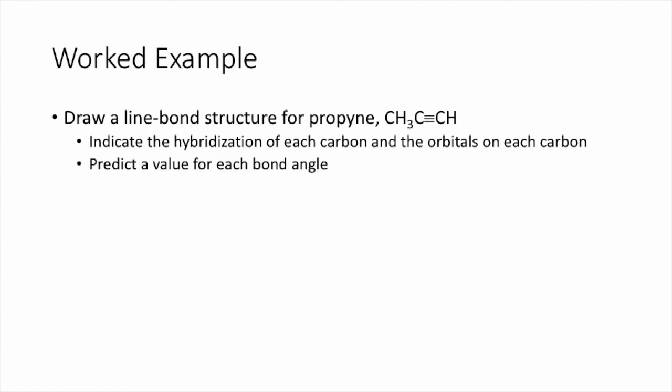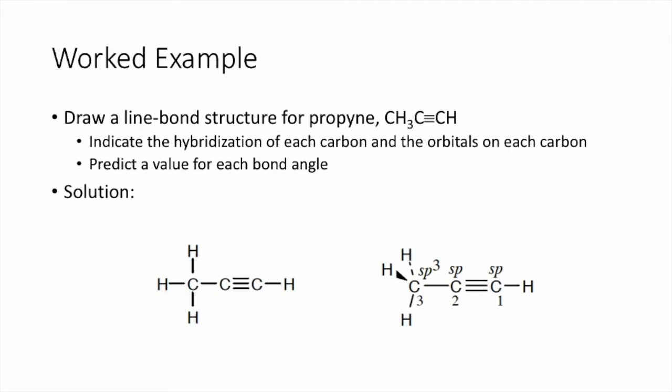So let's do one final example. Draw the bond line structure for propyne, and then indicate the hybridization of each carbon and the orbitals on each carbon, and predict a value for the bond angle. So notice you've got a carbon-carbon triple bond. So if we draw the bond line structure, it looks like this. So here we've got 2 carbons in a triple bond, and then we've got another carbon which is singly bonded to all of the atoms around it.